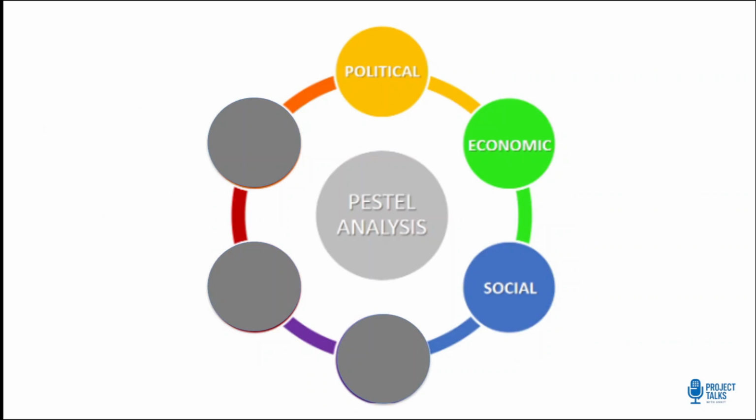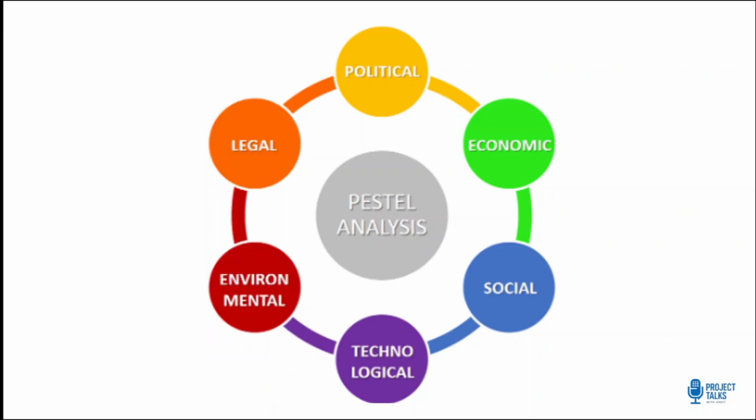Okay, let's pause for a second. So far, we have covered political, economic, and social. Basically, the rules of the game, the money climate, and the people trends. Up next, we have tech, environmental, and legal. So let's keep going.